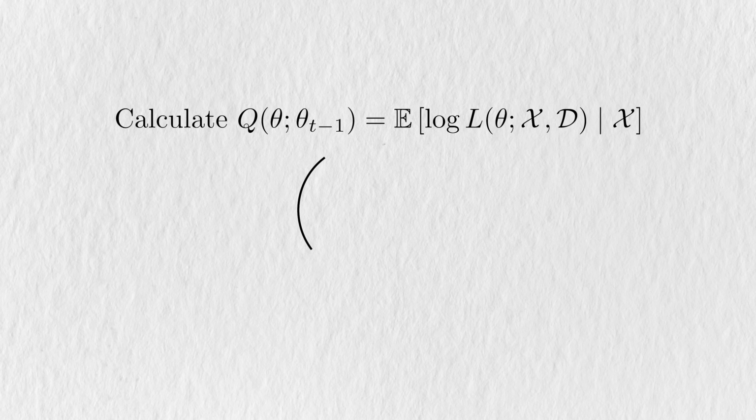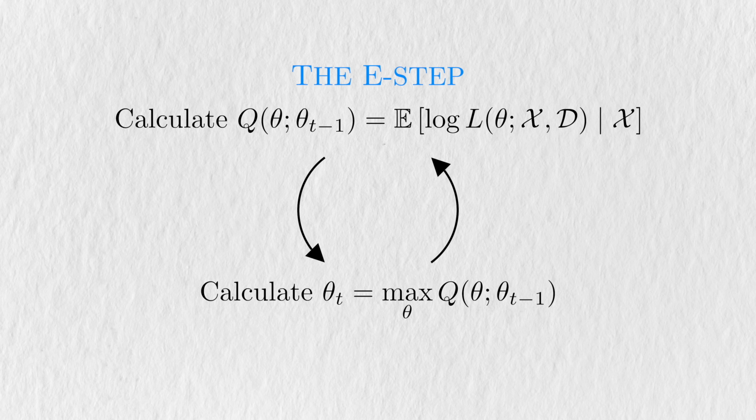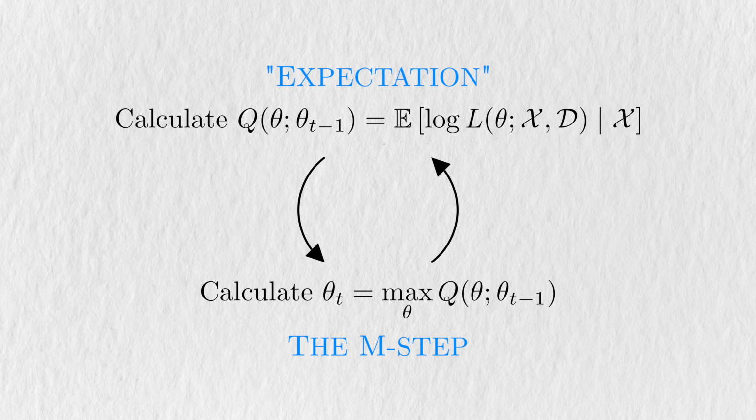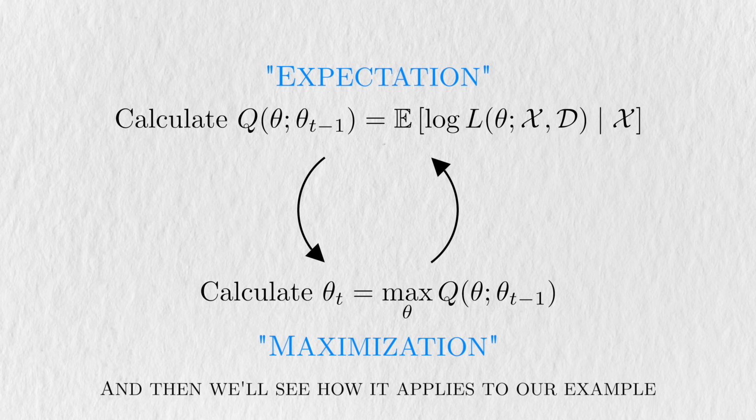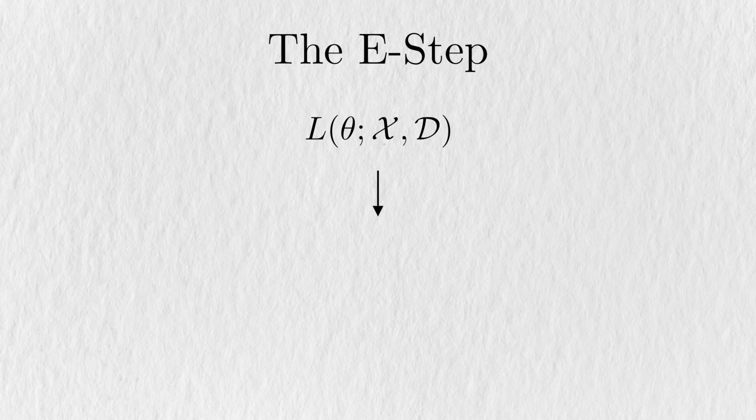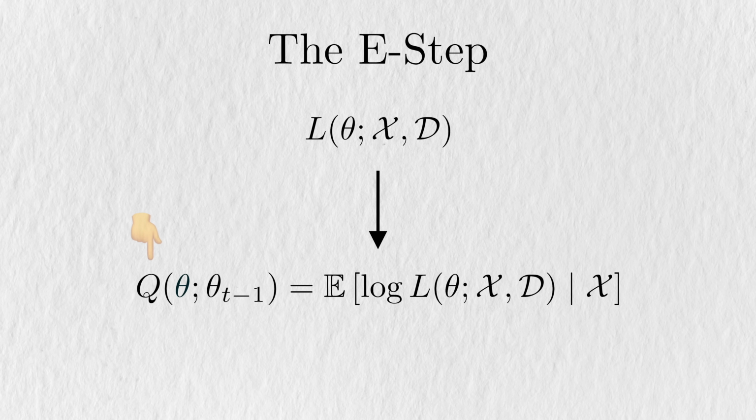The EM algorithm is a cycle of just 2 steps, the E step shown here and the M step shown below. The E stands for expectation and the M stands for maximization. I'm going to give a high-level intuition for each step, and then we'll ground this intuition and see how it can be applied to our example. The E step says we need to derive a new function from the complete likelihood. This new function, Q, is also a function of theta, but it also relies on a previous value of theta, which I've written as theta t-1. If we're just starting the algorithm, we can pick some initial value and let it rip from there.